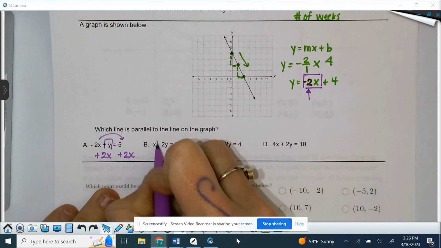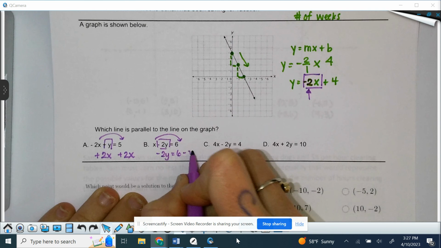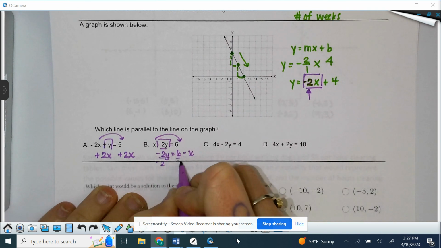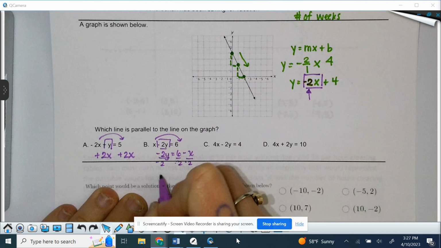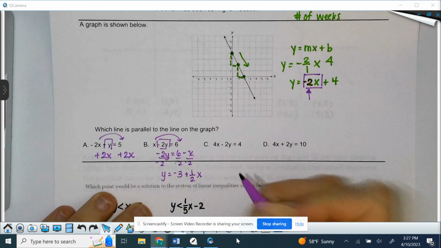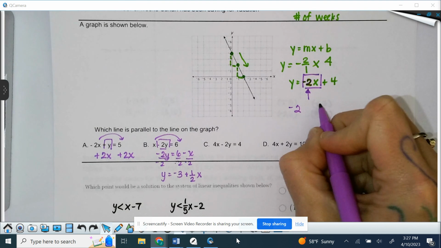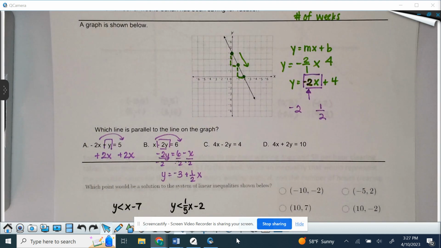This one, we're going to move our x, and that's going to be negative 2y equals 6 minus x, divide by negative 2 all the way across. We're going to have y equals negative 3 plus 1/2 x. Now, 1/2 x is not the same, but what kind of line is the equation with a 1/2 x relative to our negative 2? So thinking negative 2 to a positive 1/2. What kind of line is that? What relationship do those two lines have? Are they parallel or perpendicular or no relationship?